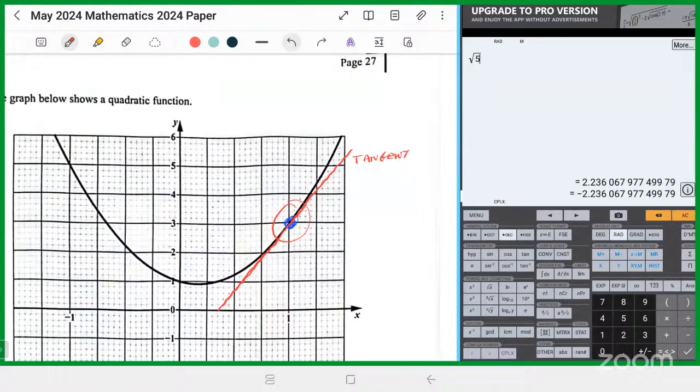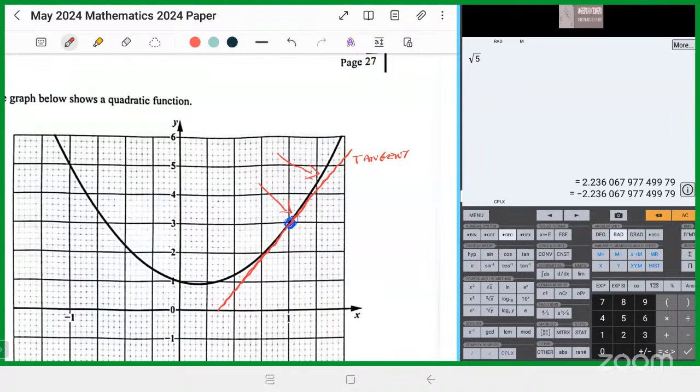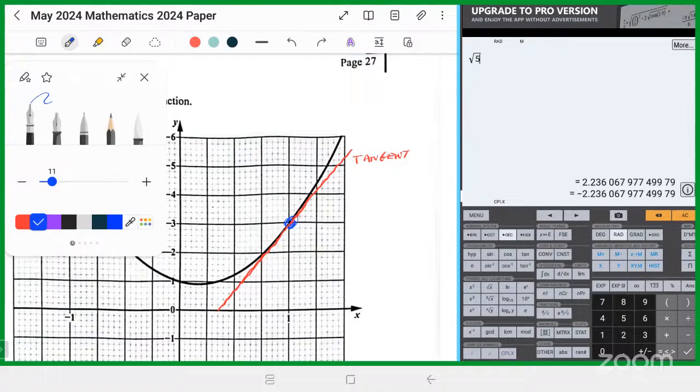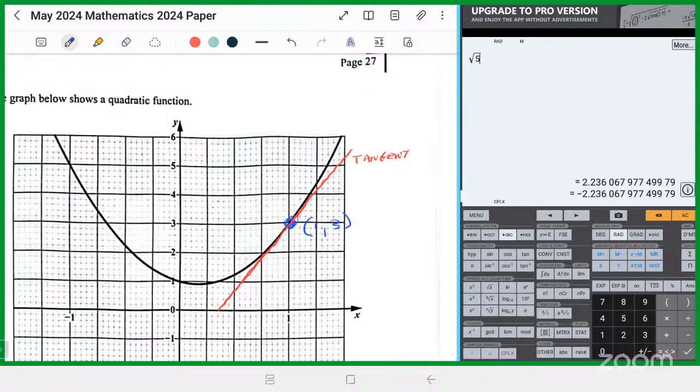And so at CSEC level, if you want to find the gradient of a curve at a point, you draw the tangent to the curve at that point, and you calculate the gradient of the tangent. The gradient of a tangent is the same as the gradient of the curve at that point. Alright? So that's why they're asking us to draw the tangent. And this point is the point (1, 3). I'll put it in blue. This point is (1, 3). See, 1 is the x value. Clearly 3 is the y value at that point.